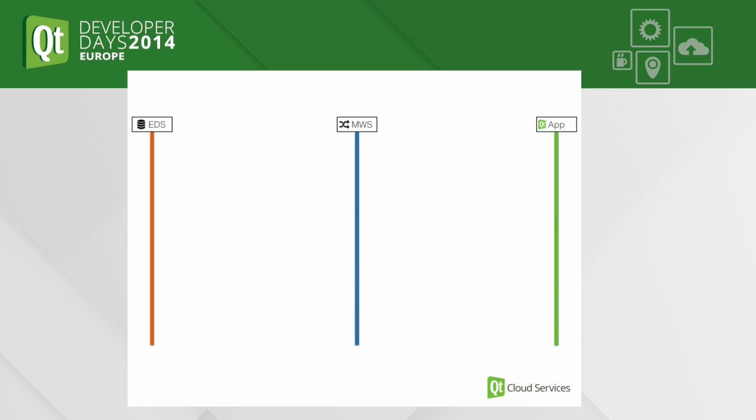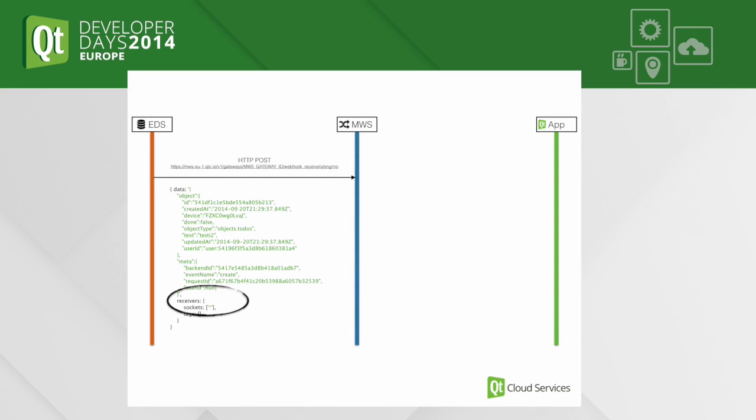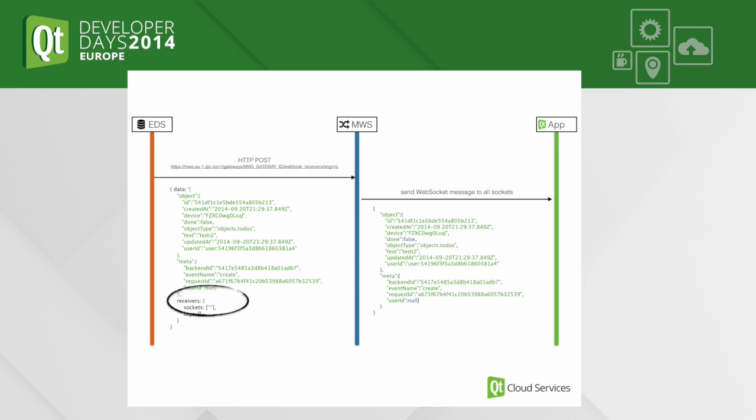And what actually happens when we want to trigger a webhook? When there is a data change in Enginio, it automatically triggers the webhook. It makes an HTTP POST request. In this case, we have defined it to send to our Managed WebSocket Gateway. It sends the message information and receiver information, and the Managed WebSocket Gateway sends the WebSocket message based on that information.